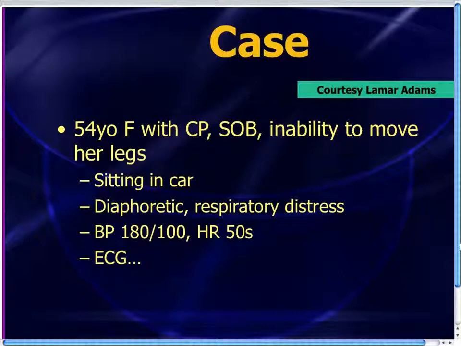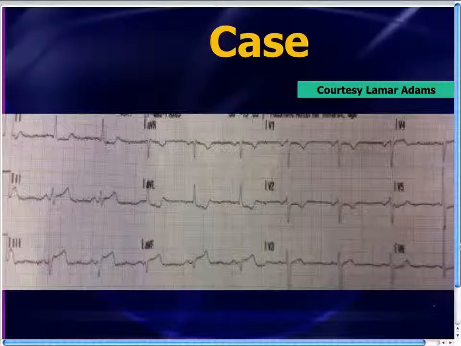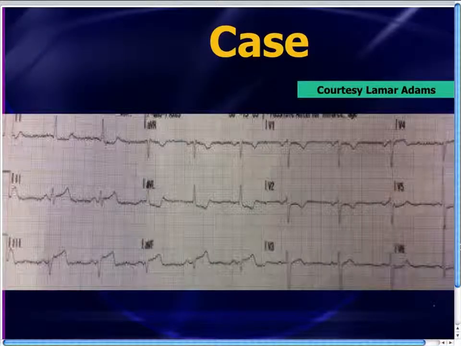You think about your differential for chest pain, shortness of breath, and inability to really get out of her car. And she's looking pretty bad. She's real short of breath and so on. Well, the first thing you're going to do is, well, maybe not the first thing, but very soon you're going to get a 12-lead EKG, especially since this is a video series on EKGs, right? So you're going to get a 12-lead EKG quickly, and here it is.